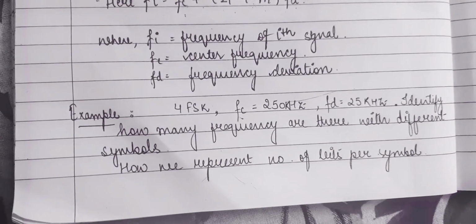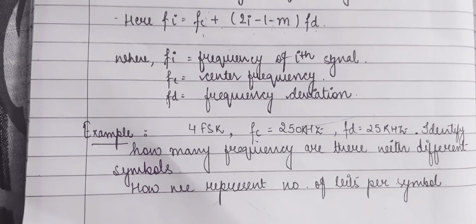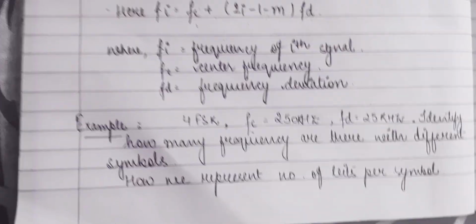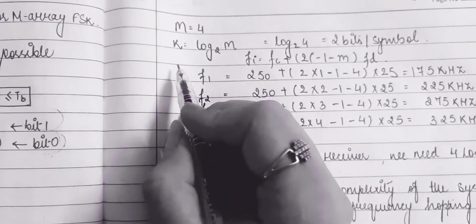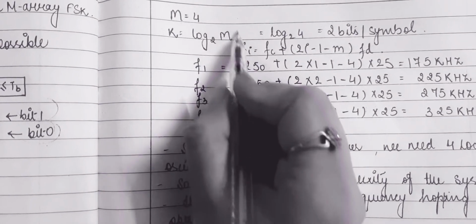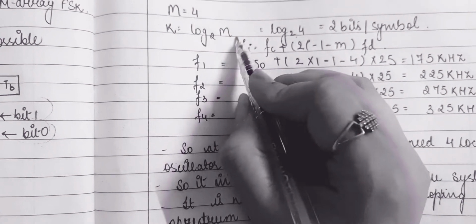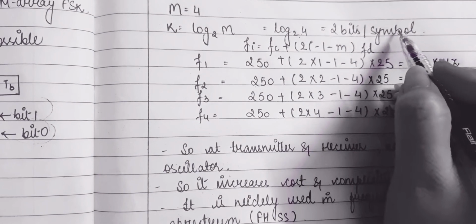Now, suppose we want to identify how many frequencies there are for different symbols, and how we will be able to represent the number of bits per symbol. So for that we will be calculating. Now we know M is equal to 4. We know the formula that k is equal to log base 2 of M. That means log base 2 of 4, it will be equal to 2 bits per symbol.